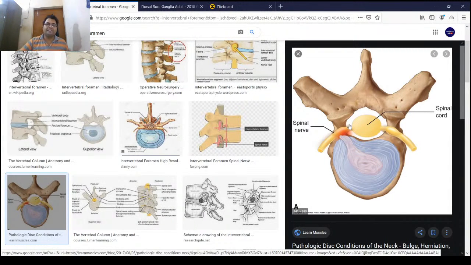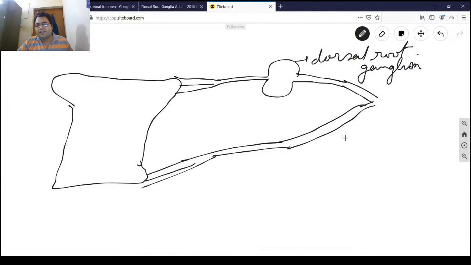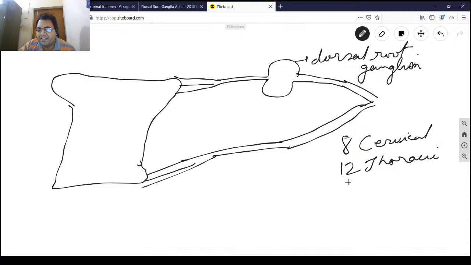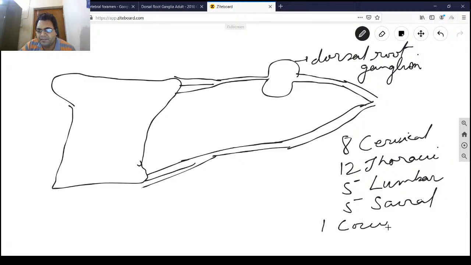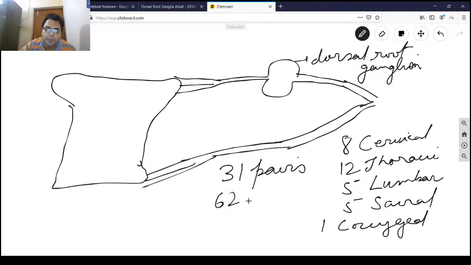So you have five cervical nerves, then, sorry, we'll be having 8 cervical nerves, 12 thoracic nerves, then 5 lumbar nerves, then 5 sacral nerves and 1 coccygeal nerve. These are all in pairs. So 8 plus 12, 20 plus 30, 31. So 31 pairs means 62 spinal nerves.